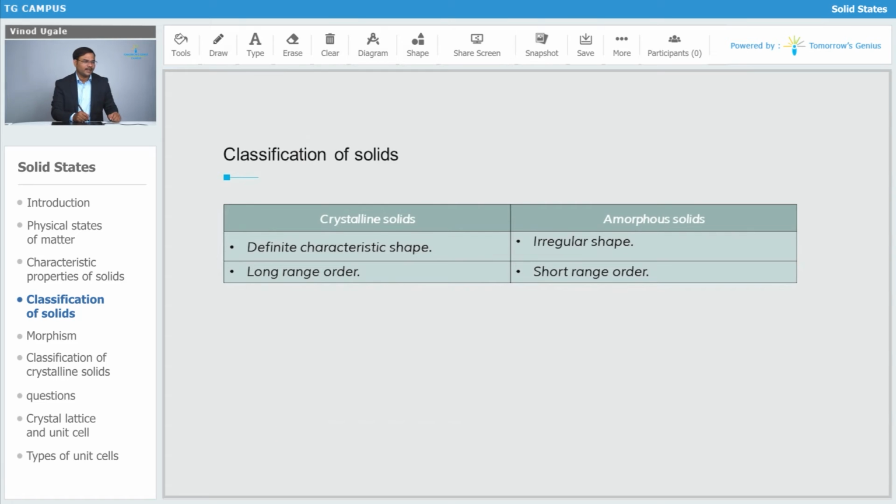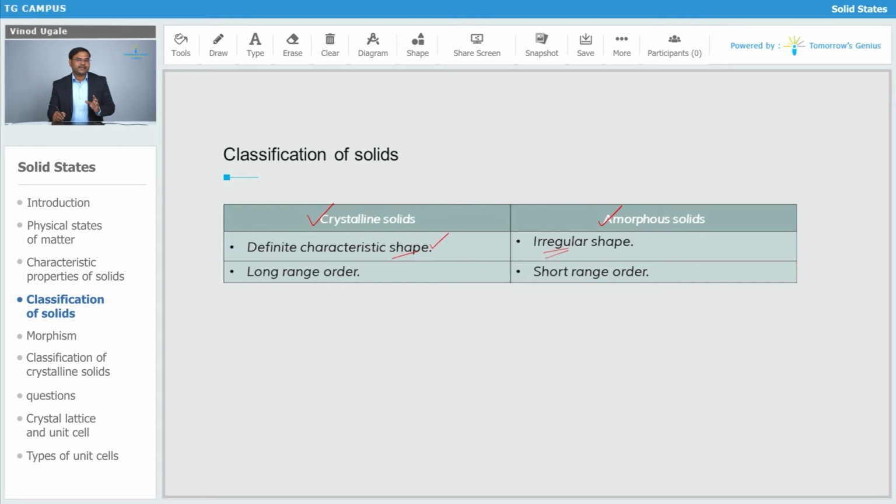So we can see over here that they can be classified into crystalline solids and amorphous solids. In crystalline solids, they are going to have definite arrangement or regular arrangement of particles, hence they will have the definite characteristic shape. In case of amorphous solids, the arrangement of constituent particles is not regular, it is indefinite, so their shape is also going to be irregular.